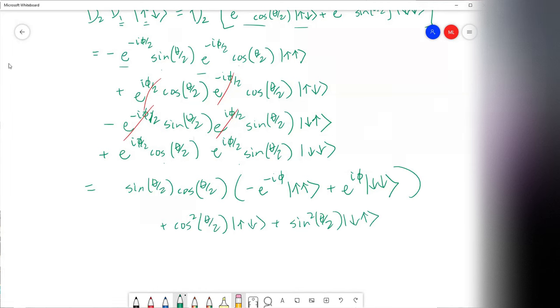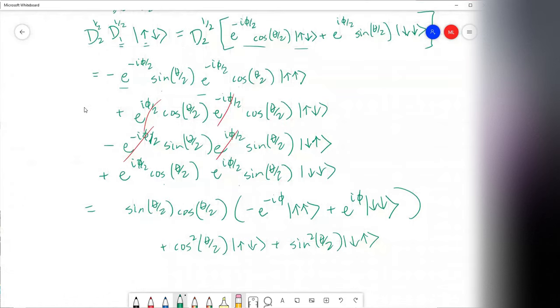But the other term, is there a question? Minus sine squared. Oh, yes. Nice.